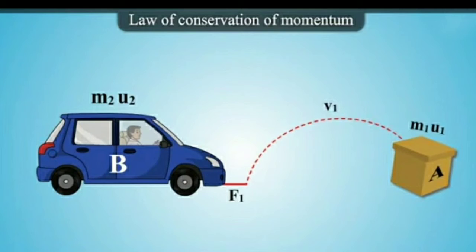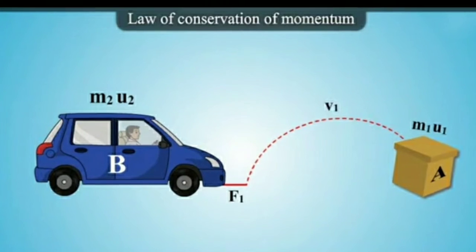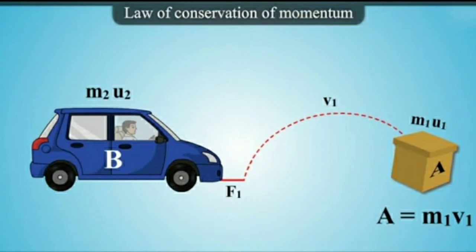Now, this force will cause acceleration in A, right? That means the object A will move and its velocity will become v1. Therefore, the momentum of A after collision will be what? m1 v1.